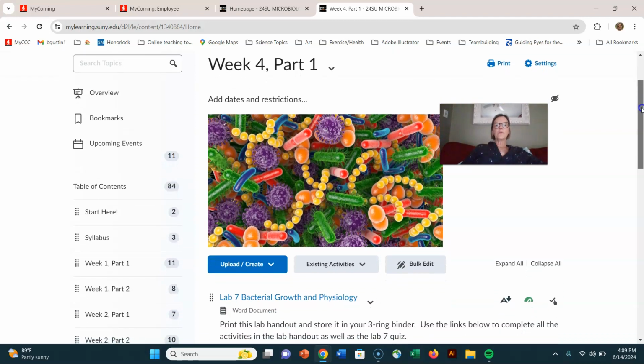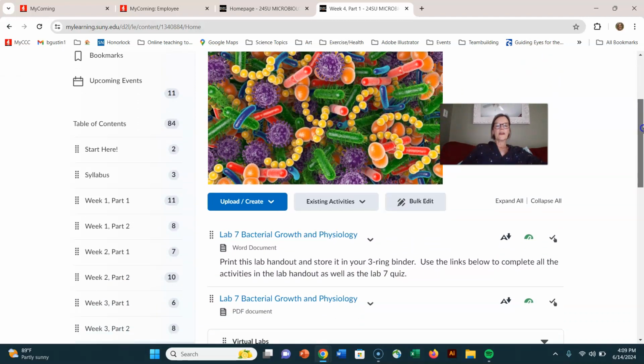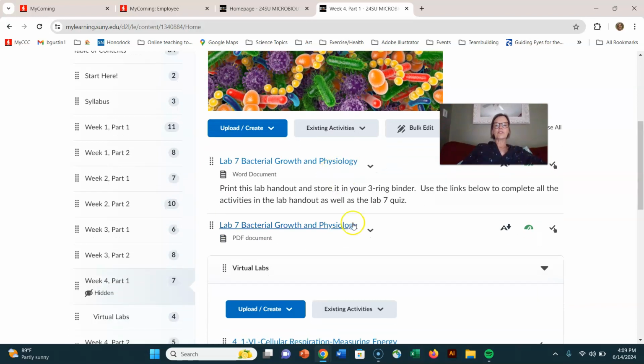So anyways, here we are in week 4, part 1, and we have lab 7, bacterial growth and physiology. Some of this information is, I'd say, some of the higher level information, but you've talked about metabolism in lecture, and this should connect with that. So hopefully read it carefully or listen to the videos carefully, and you should be able to understand.